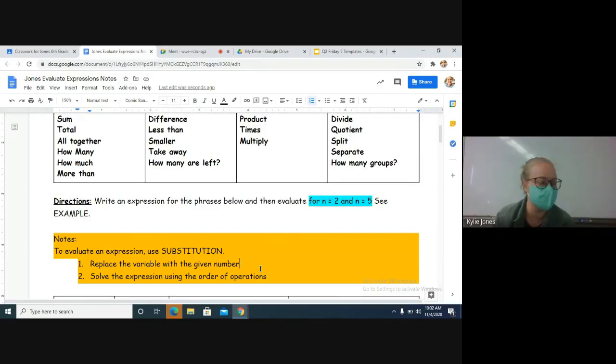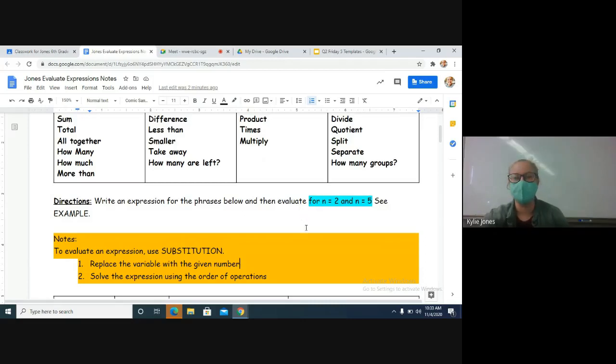For substitution, the first thing you're going to do is replace the variable, whatever letter it tells you, with the number it gives you. So for the example we're going to use, all of our expressions are going to use the variable n, the letter n. We're going to take out the n and plug in a 2 in its place. So we take out the n, plug in 2, and now you have all numbers and you can do order of operations to find your answer instead of a variable. So they're telling us what our variable equals so that we can plug it in.